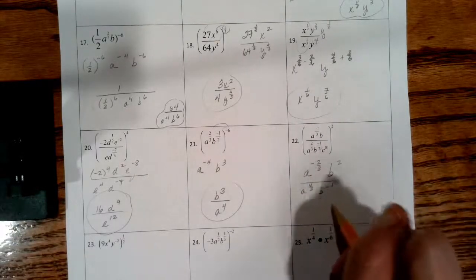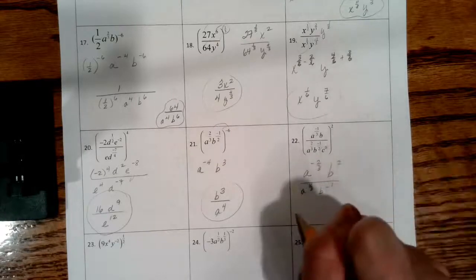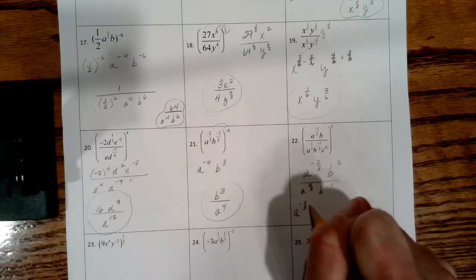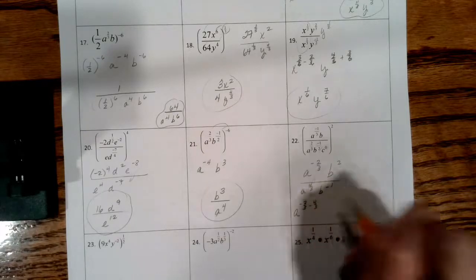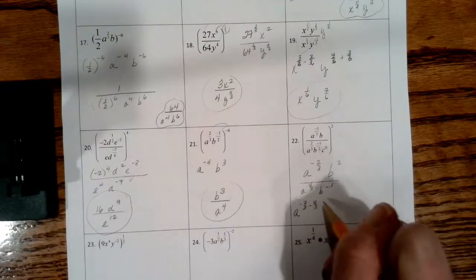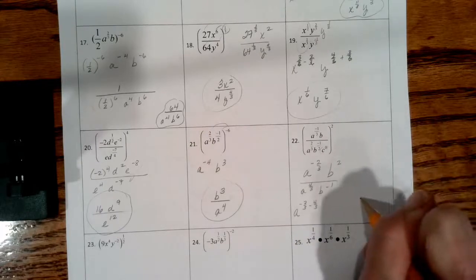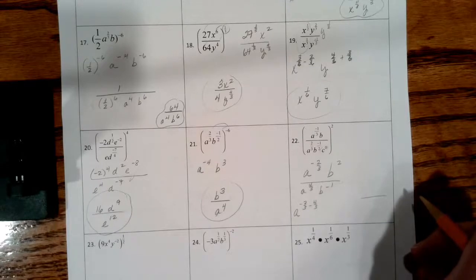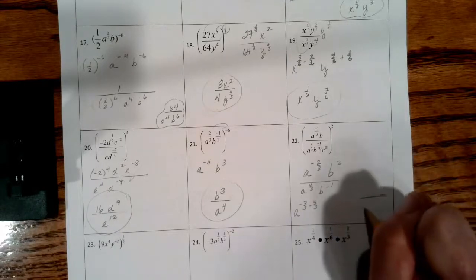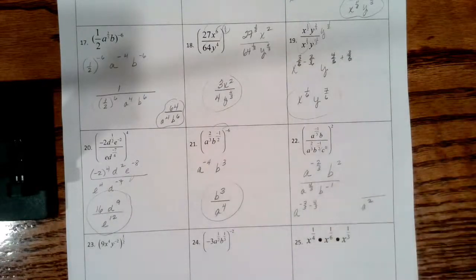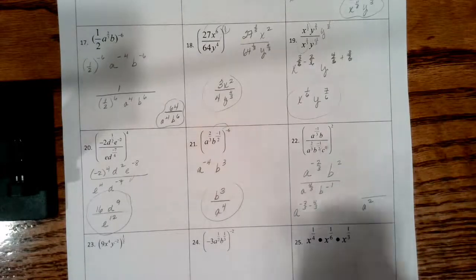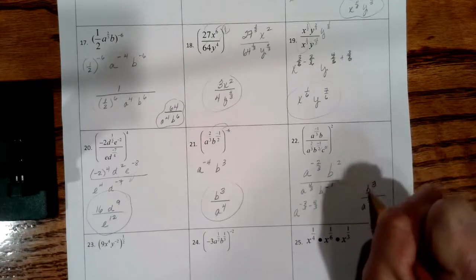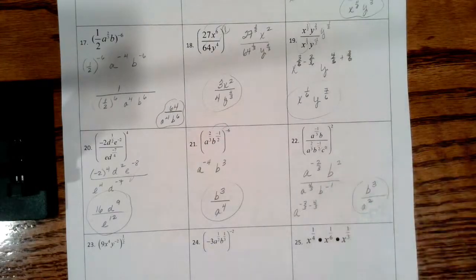Alright, so let's talk about these a's. This becomes a to the negative 2/3 power minus 4/3. That's going to simplify to negative 6/3. Negative 6/3 is negative 2. So those a squareds are going to be in the denominator. These b's are going to come up, giving me 3 b's in my numerator.